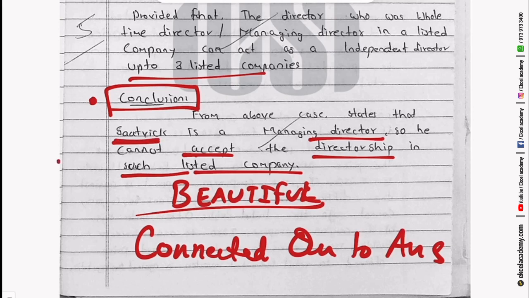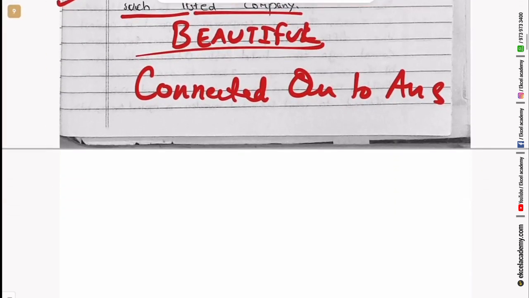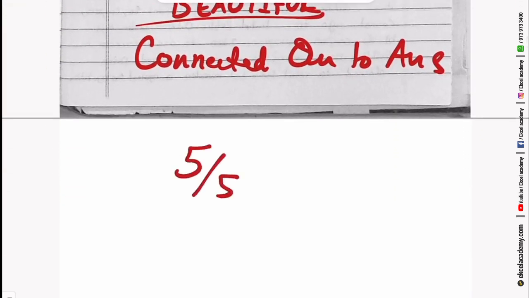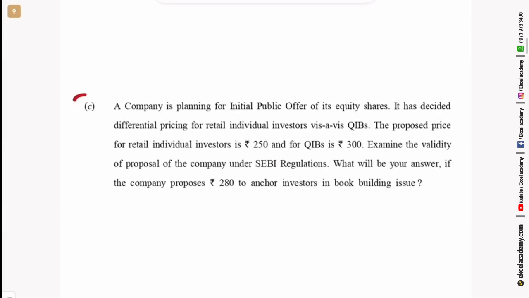Same way, this question is about Satvik. So write in the answer, Satvik can be or Satvik cannot be. In this case, since he is MD, he cannot accept the new directorship. So this way the presentation is very good. As you can see, on your right, they give 5 out of 5. So he has got 5 out of 5, which is really good, a great start. So that is what you need to understand.